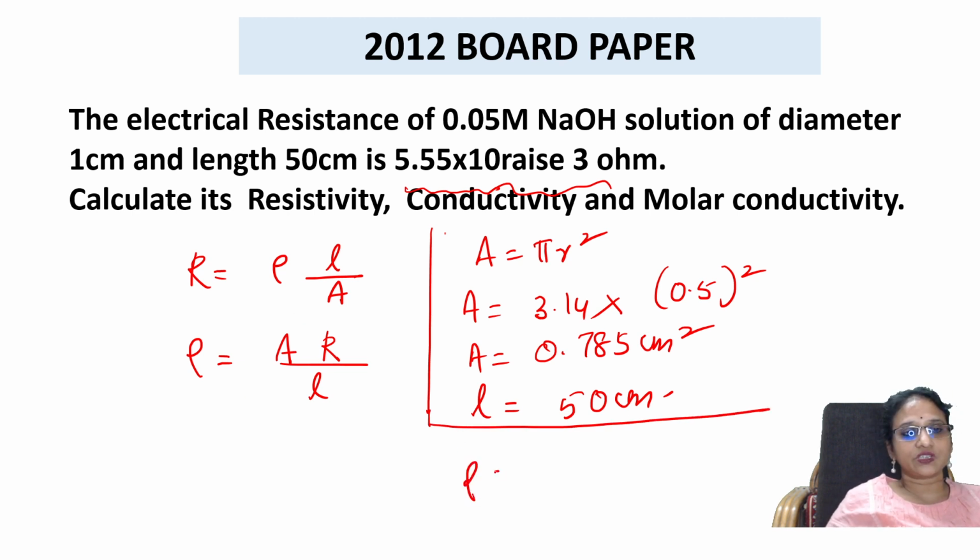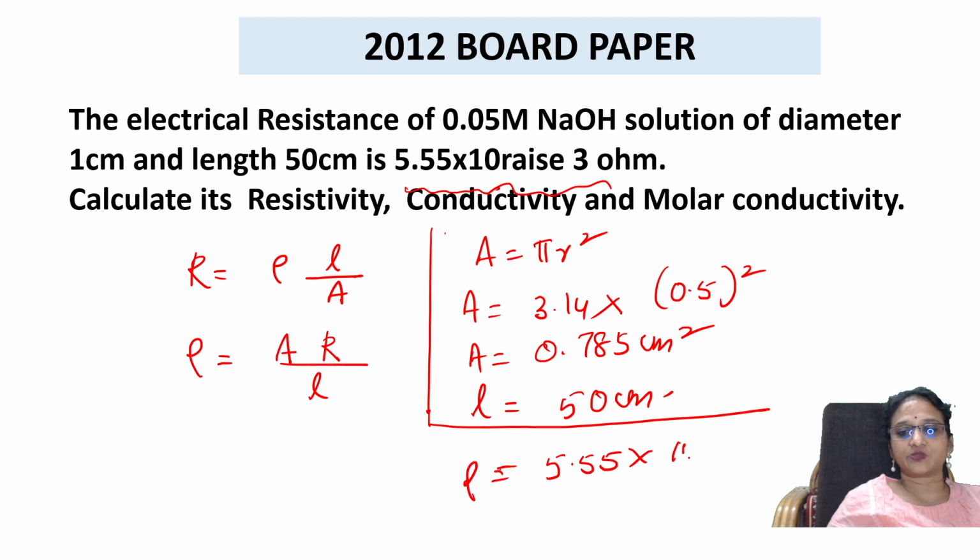So rho is equal to 5.55. How much is the area of cross section? Once I solve this, I'll be getting 5.55. How much is the resistance given to me? Basically, see here, the resistance is the electrical resistance of the 0.05 molar solution, that's it.